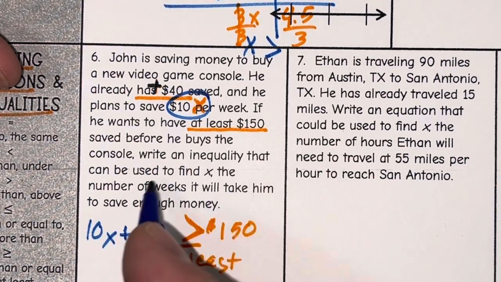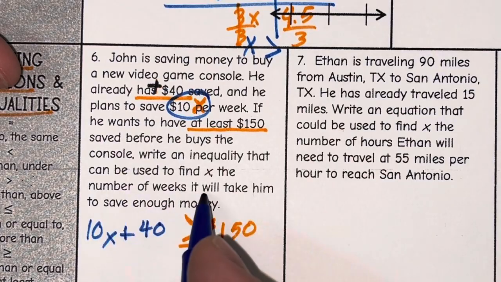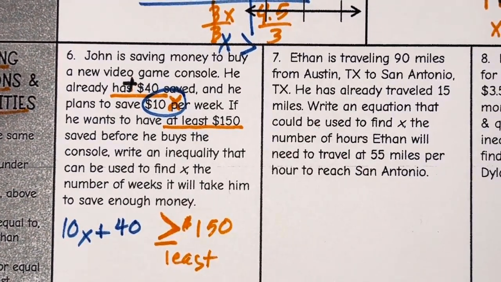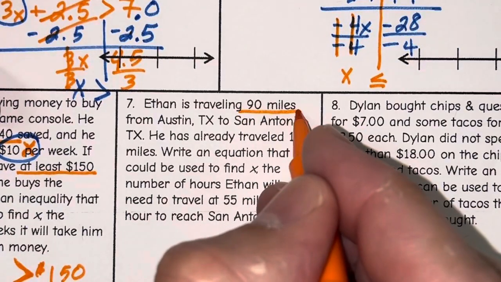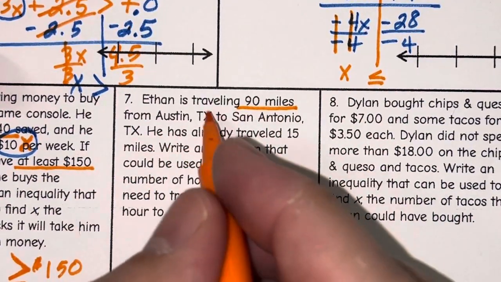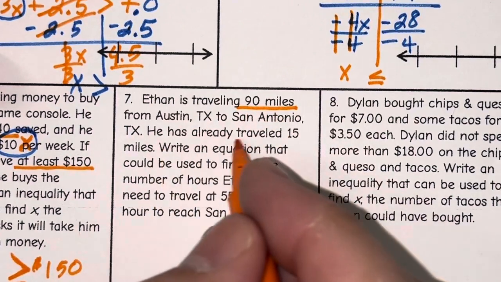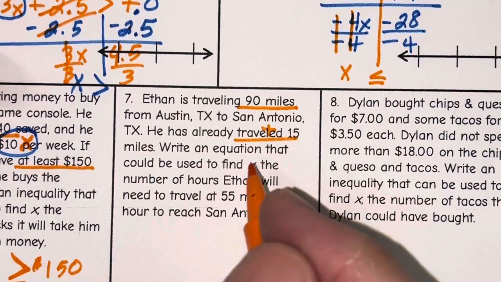Write an inequality that can be used to find x, the number of weeks it takes him to have enough money. Okay. All right. So looking at the next one, he travels 90 miles, and he needs to be traveling 90 miles. He's already traveled 15 miles. So this is done. So that's 15.